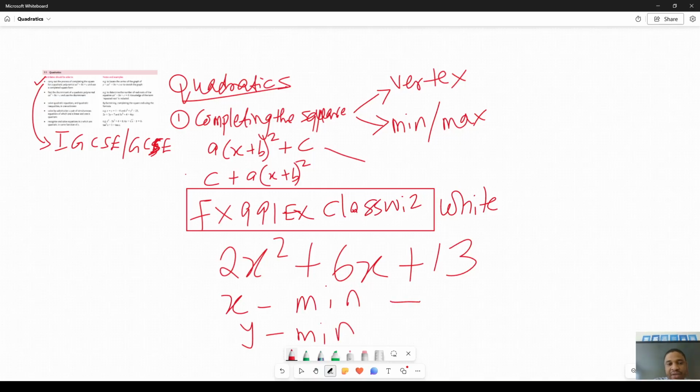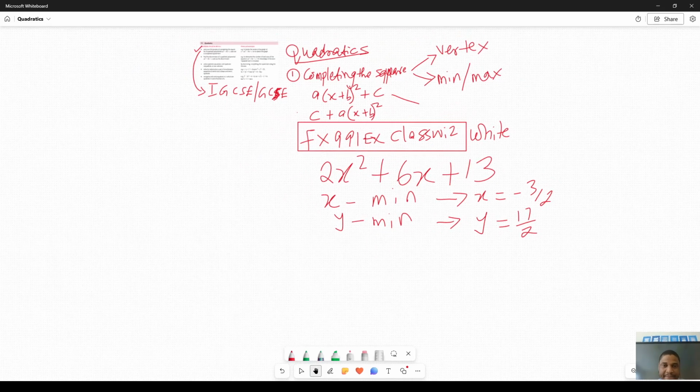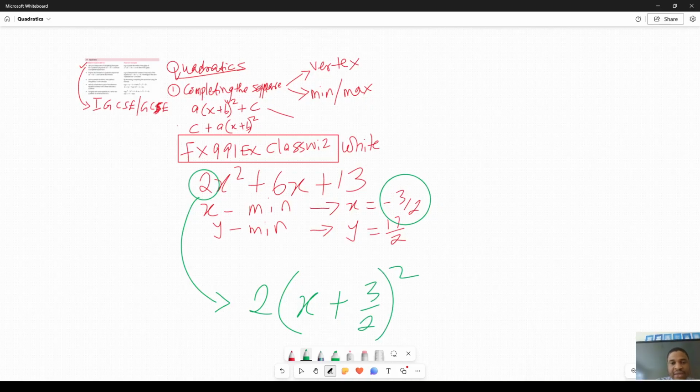Now, my calculator gives me x equals minus 3 by 2, and y equals 17 by 2. Remember, I want to complete the square. Now, what do I do from here? How do I put this in completing the square form? The trick is, whatever number you have here will always stay outside the bracket. Then here will be x plus, you change the sign of this, so x plus 3 by 2 squared. This will remain the same, 17 by 2.